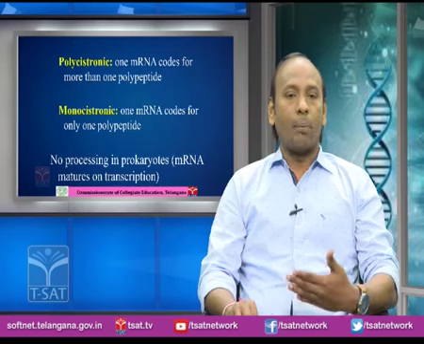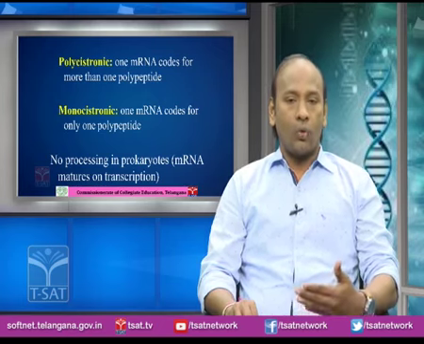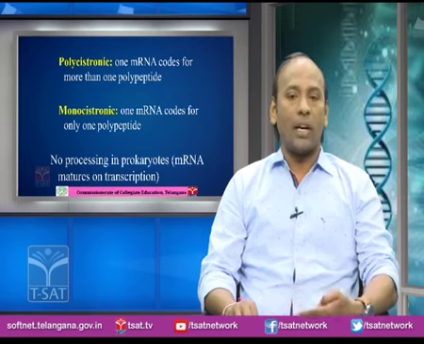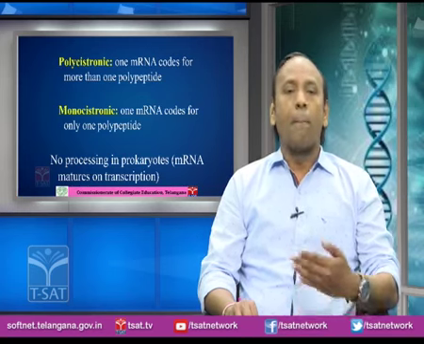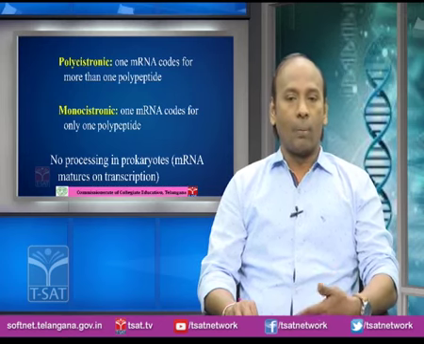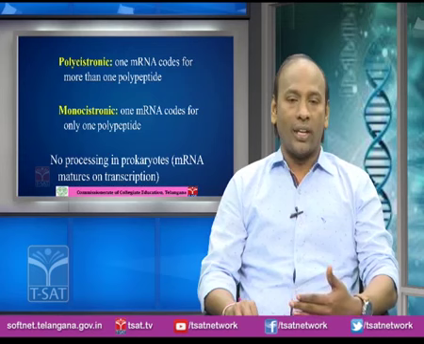Polycistronic mRNA is a very important criterion that can exist in prokaryotes, where one mRNA codes for more than one polypeptide. So one mRNA has come, and from that mRNA more than one protein or polypeptide is coded. Then we call it a polycistronic mRNA. A monocistronic mRNA, in the other sense, can code for only one polypeptide. This is one mRNA and one protein. This is very common, and exclusive, to the eukaryotic cell.